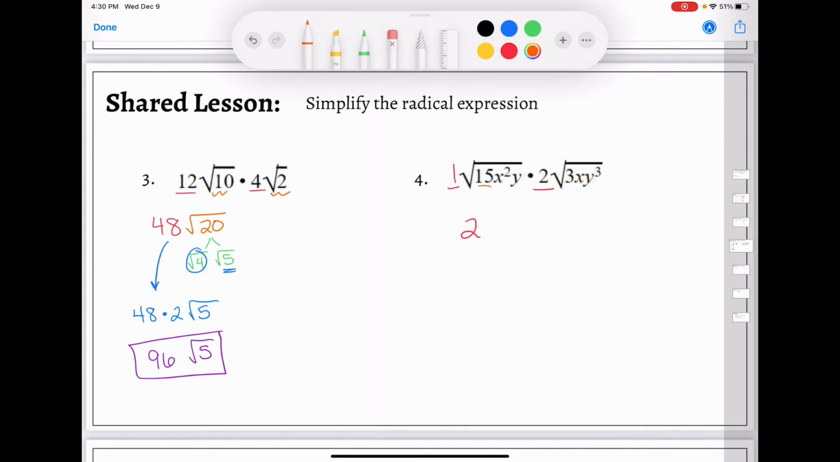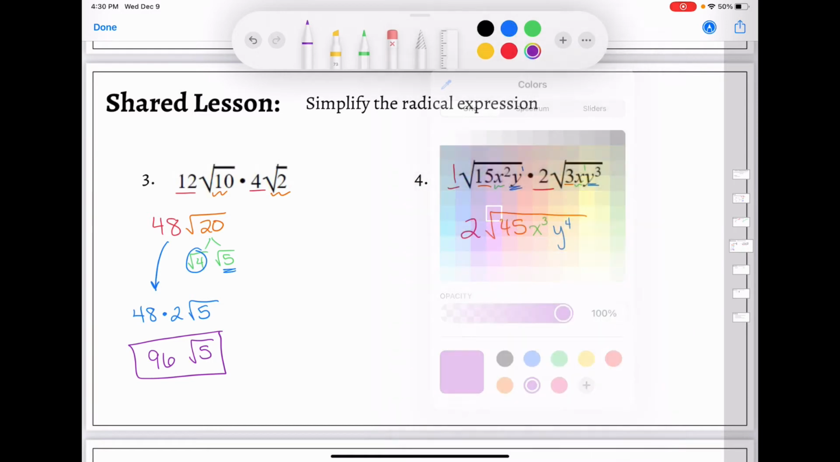So I'll have 15 times 3 on the inside, which gives me 45. I'll have x squared times x to the first. X squared times x to the first gives me x to the third, right? There'd be 3 x's total then. And then y to the first times y to the third gives me y to the fourth. All right, so I did all my multiplying. Now I have to start my simplifying.